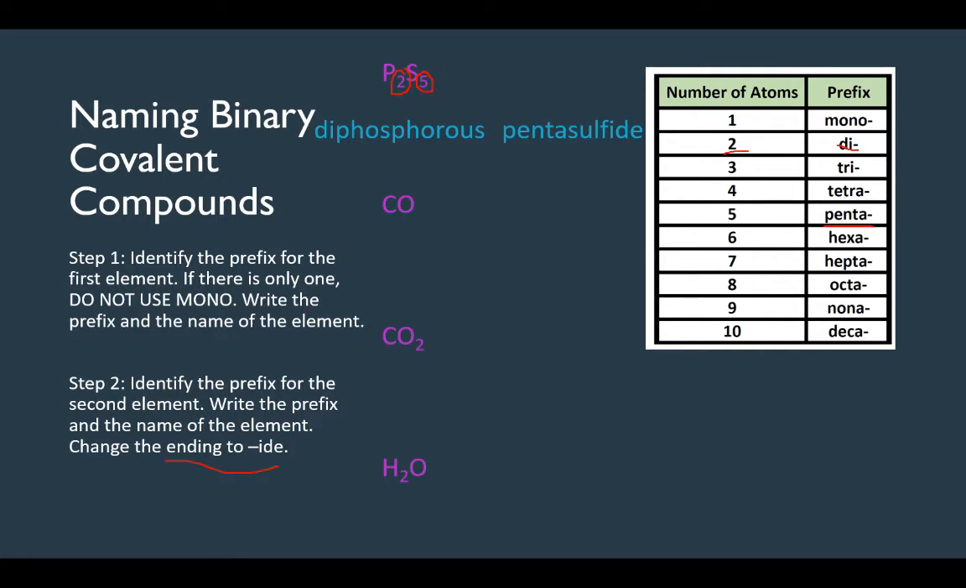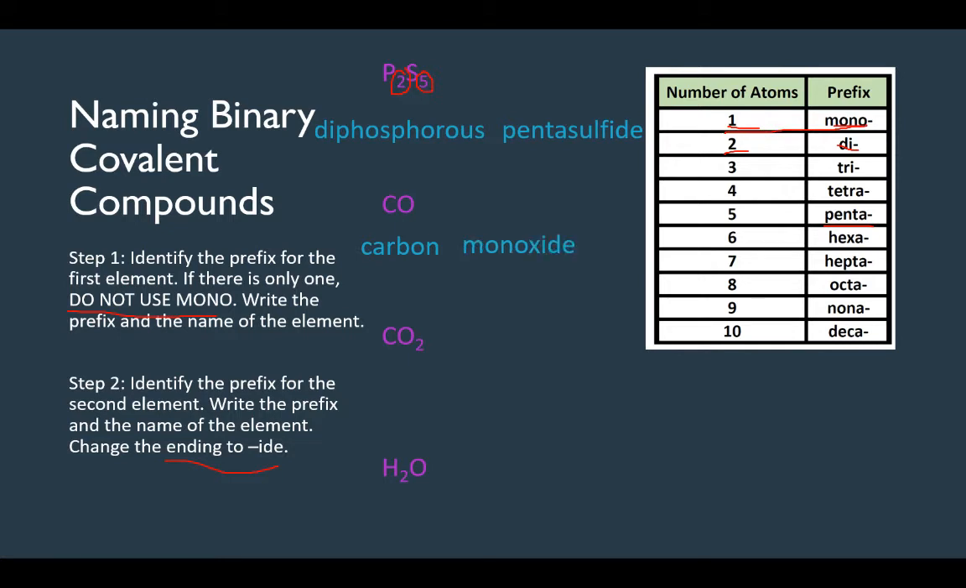For the next one, we have CO. So notice that for carbon, we have no subscript. That means we just have one of those atoms. However, do not use mono for the first element. So we would just say carbon. Just writing carbon means that we have 1 carbon. For our second element, we also only have one of those, but since it's the second element, we will use this prefix mono. So we would have monoxide.